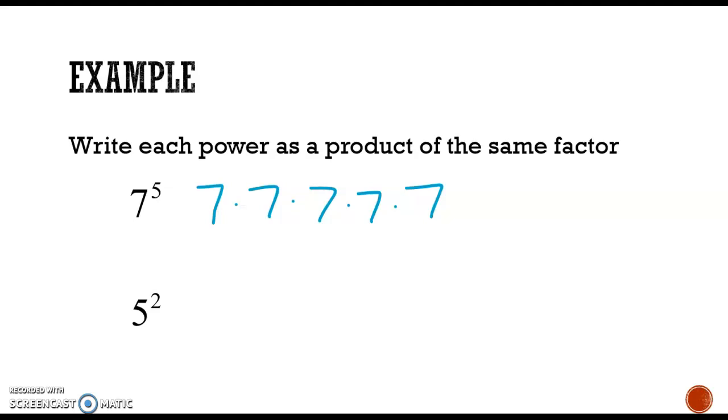So 7 to the 5th is 5 sevens written out. 5 to the 2nd, or this is a special one, you can say 5 squared, means we have 5's and we are writing them out twice. So we are doing 5 times 5. So when you are writing a power as a product of the same factor, you are just writing out the numbers however many times it says.